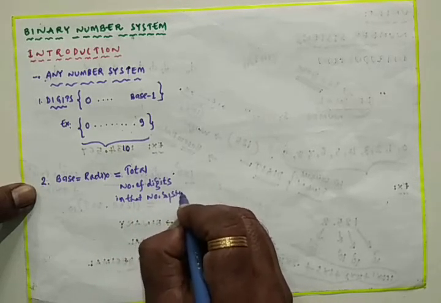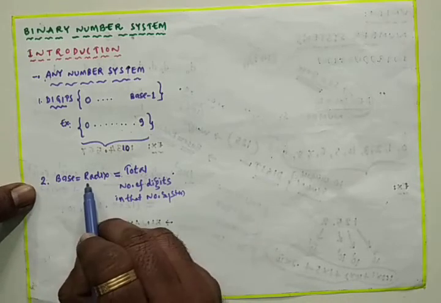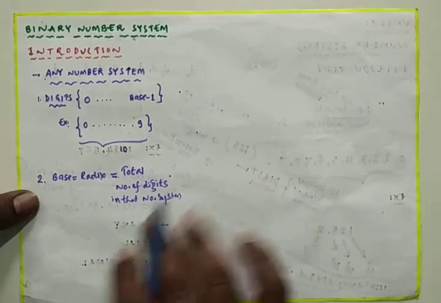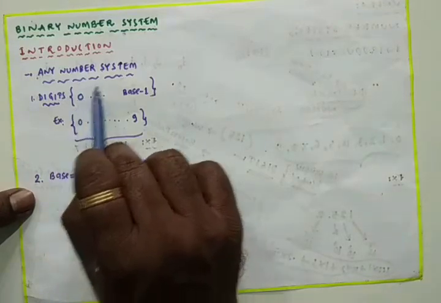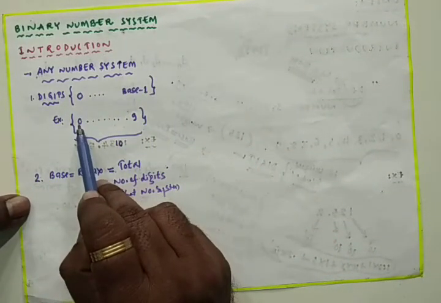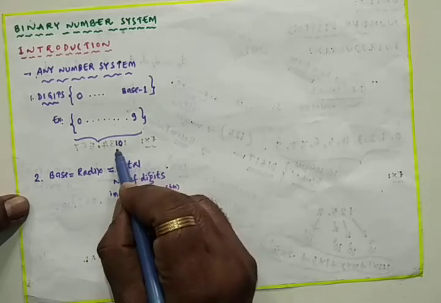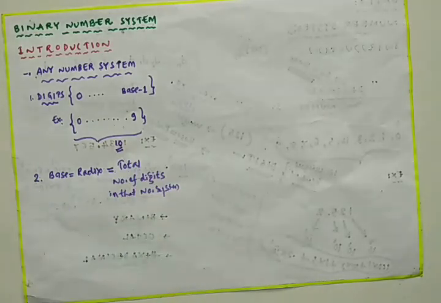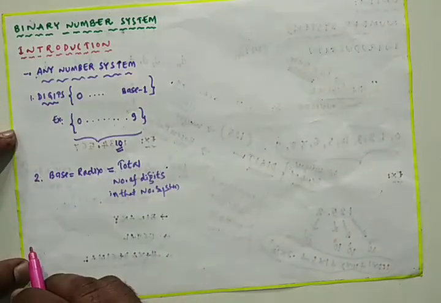So here, the base is nothing but the radix. This is nothing but the total number of digits available in that number system. Here, how many digits do we have? 0 to 9, which means 10. So the base of that number system is 10. These are the key points in studying any number system.